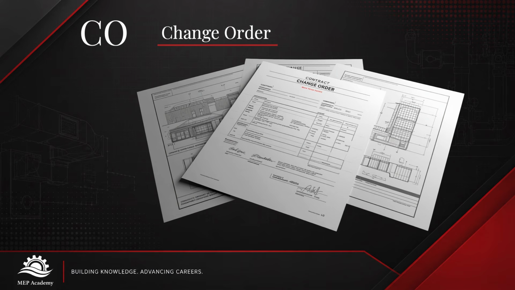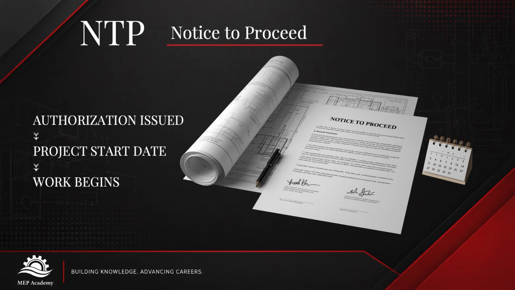Number 53. CO, change order. A change order formally modifies the construction contract. It may change the scope of work, contract amount, project schedule, or a combination of these after approval by the required parties.